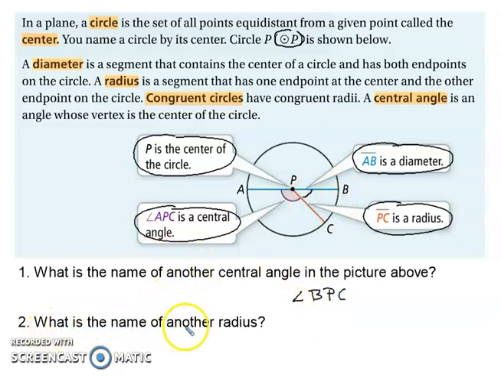Question 2, what is the name of another radius? Well, again, any segment connecting the center point to the perimeter is a radius. So I could take the two halves of this diameter and call them a radius. So from P to A would be one, or you could call it AP, and then from B to P, or P to B, is also a radius.